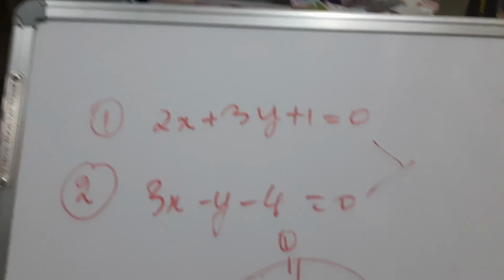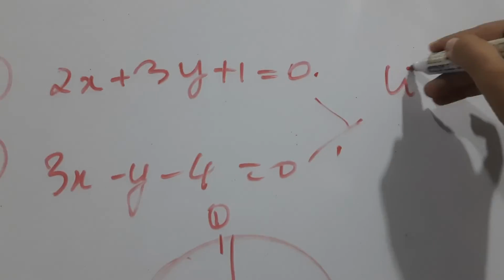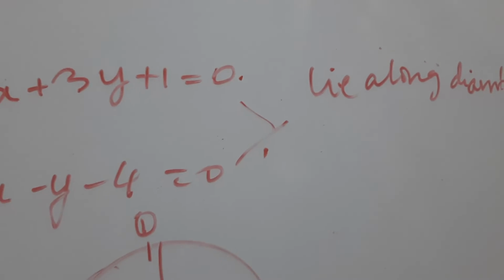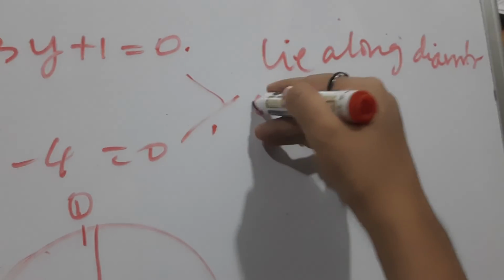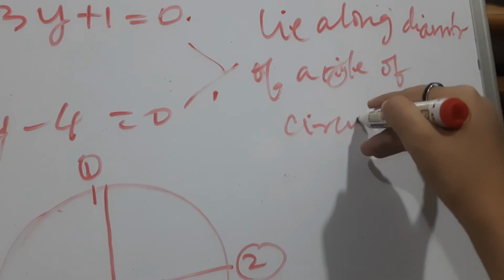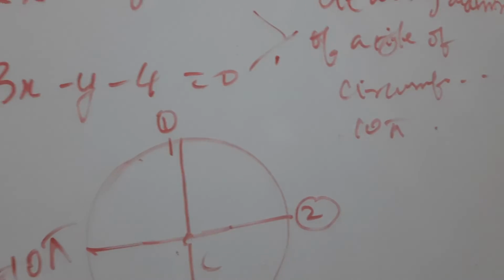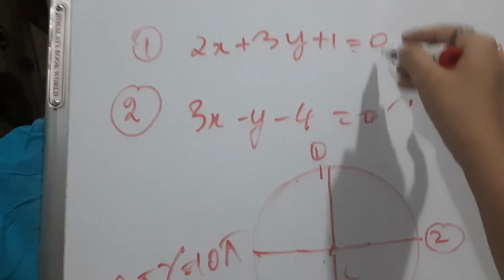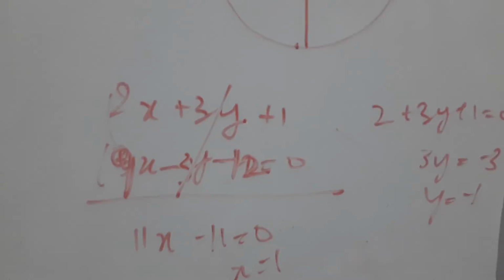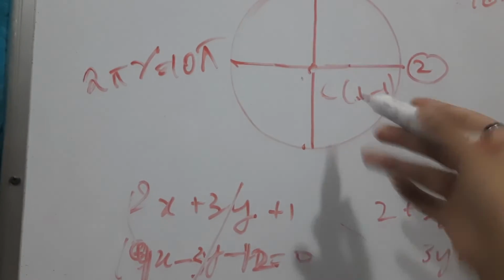I'm giving the question again. If the lines, this line, lie along the diameters of a circle of circumference 10 pi, then what is the equation of the circle? So first just solve these two lines quickly. I solved it, and you must have solved it too. We got the point: x equals 1, y equals -1.